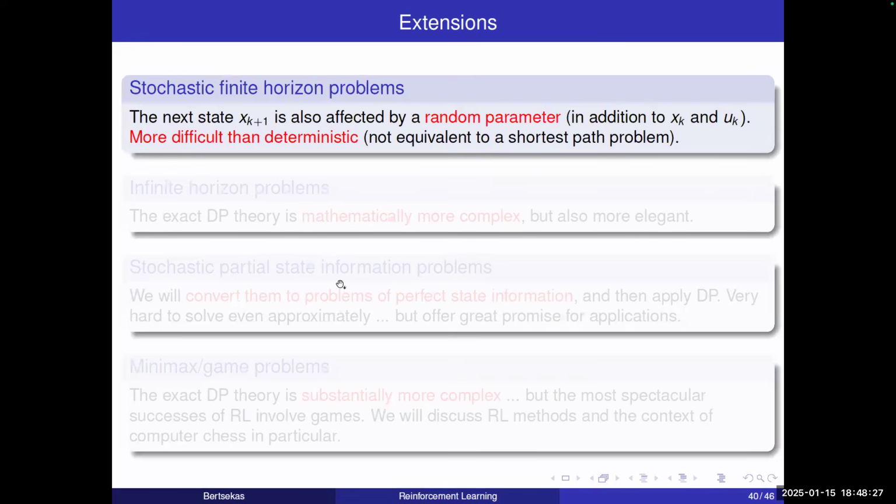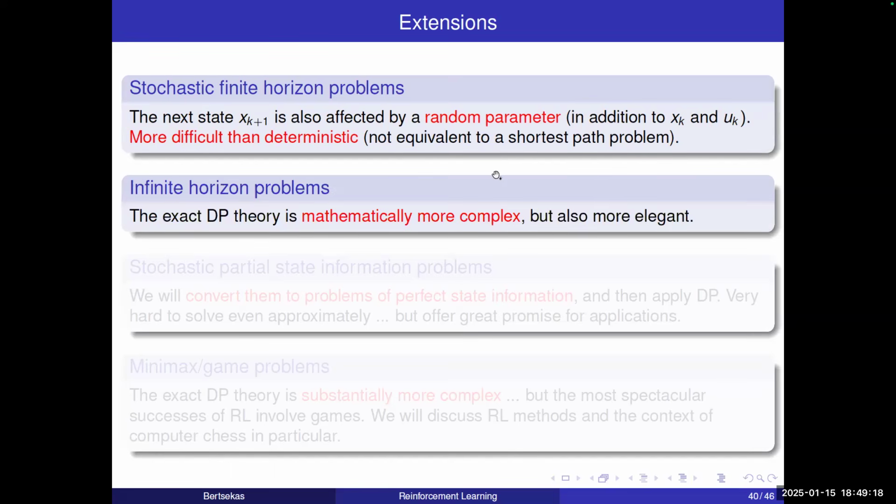Starting from deterministic dynamic programming, or exact dynamic programming applied to deterministic optimal control with finite horizon, we're going to move forward to consider the stochastic finite horizon problem, whereby the state xk plus 1 is also affected by a random parameter in addition to xk and uk. This means at state xk, after applying uk, we don't know exactly what the state xk plus 1 is, because there is some random quantity involved that's going to affect the transition to the next state. As a result, it is not equivalent to a shortest path problem. It's more difficult because of this randomness involved.